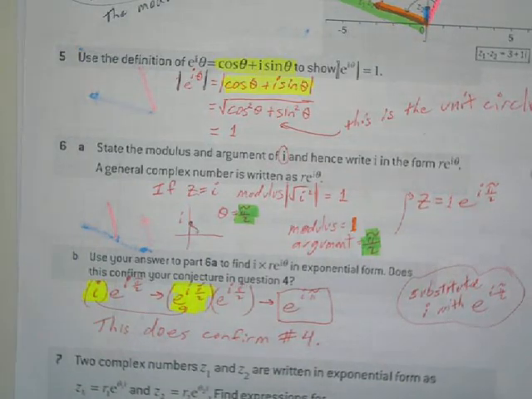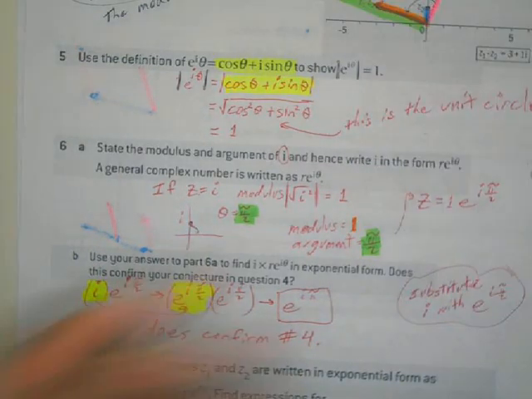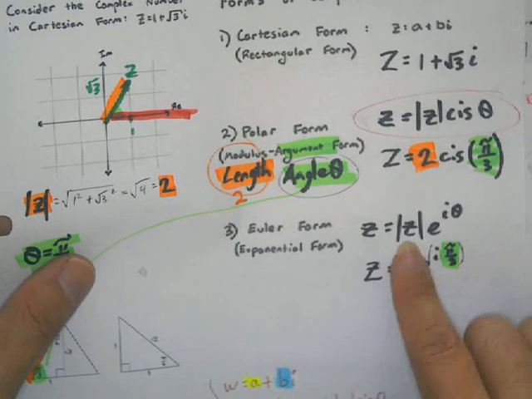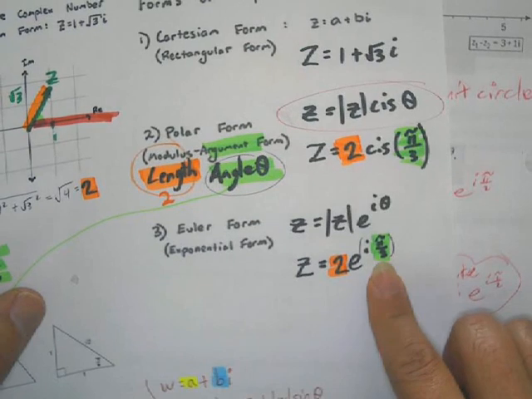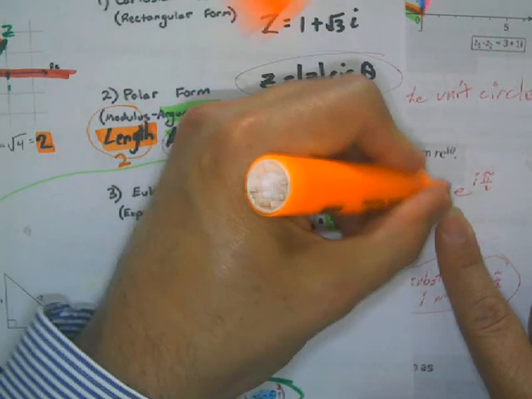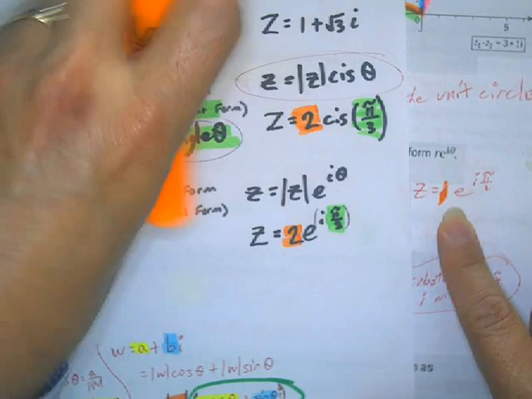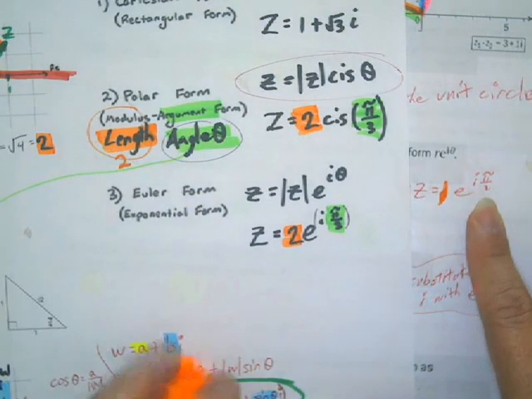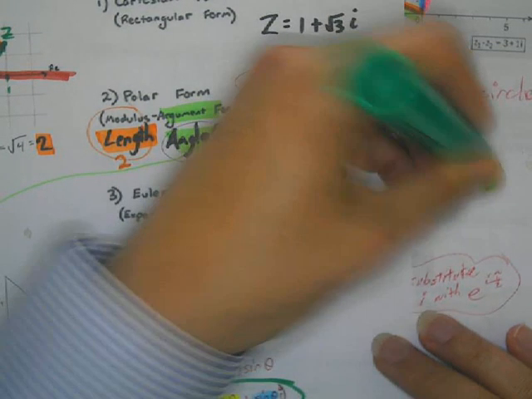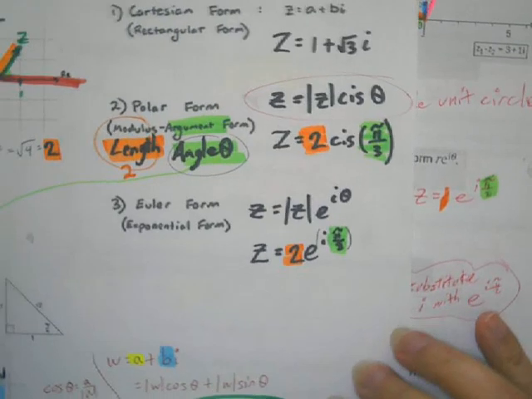if I'm going to write this in the other form, in polar form, then if I'm going to write this in Euler form, my modulus is, we just said, 1, and the angle is pi over 2. So I can rewrite this as 1 times e to the i pi over 2. Okay, very important that you do this.